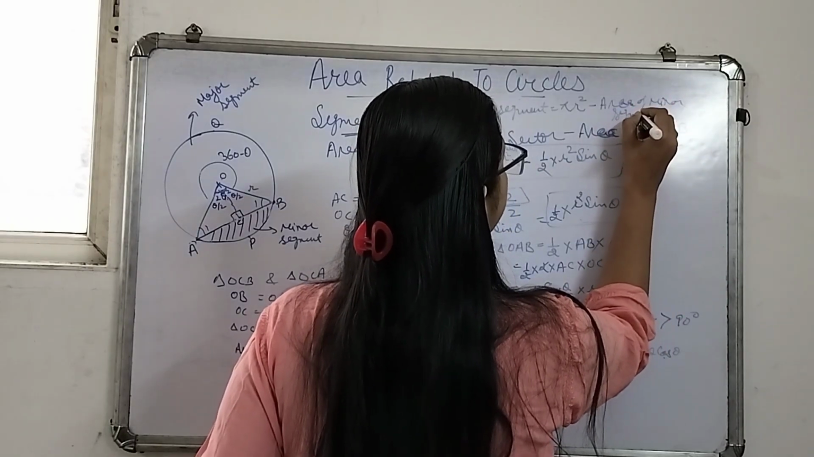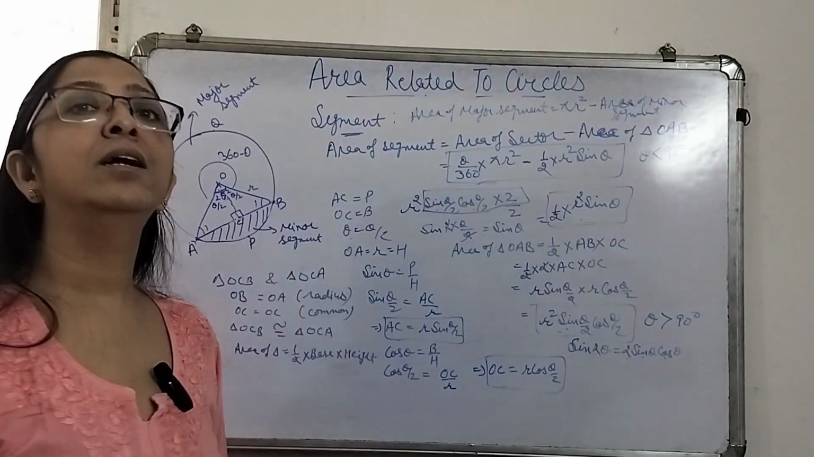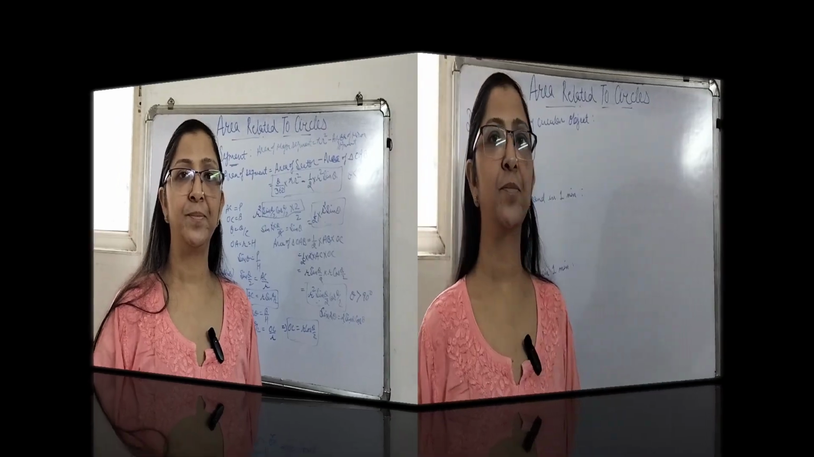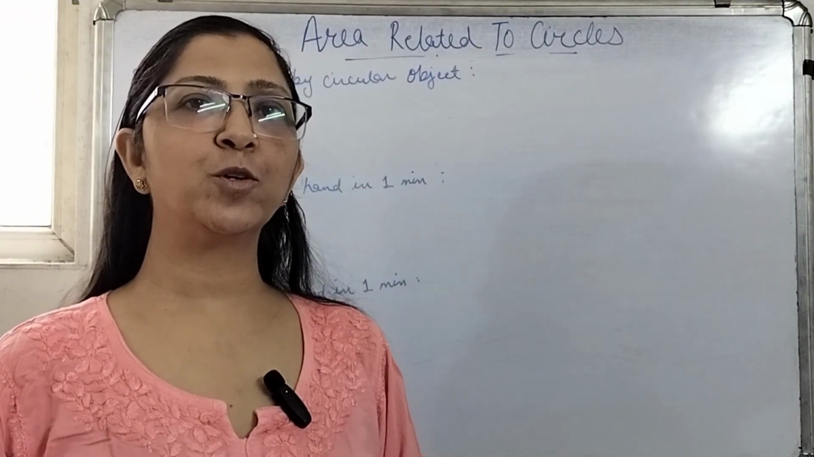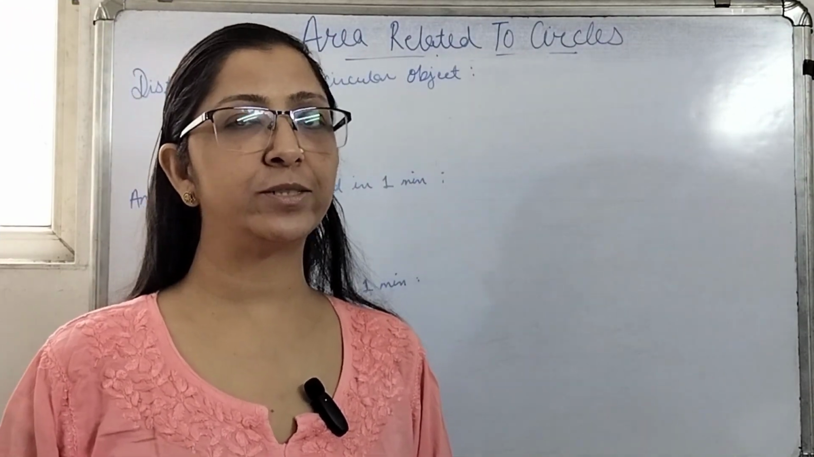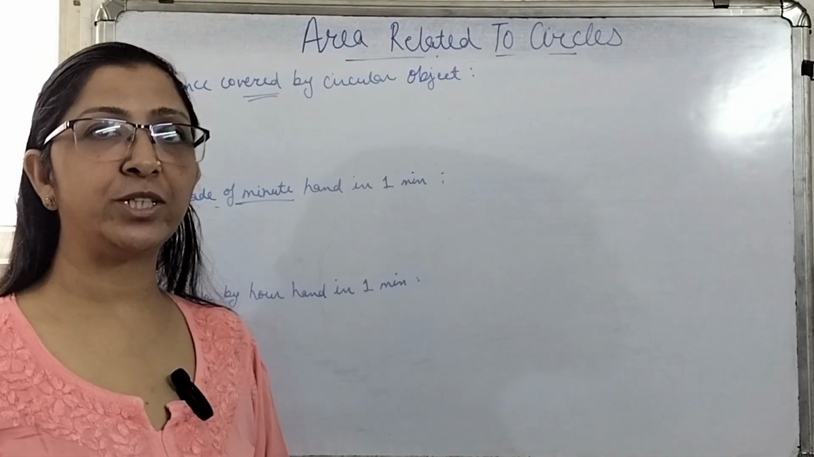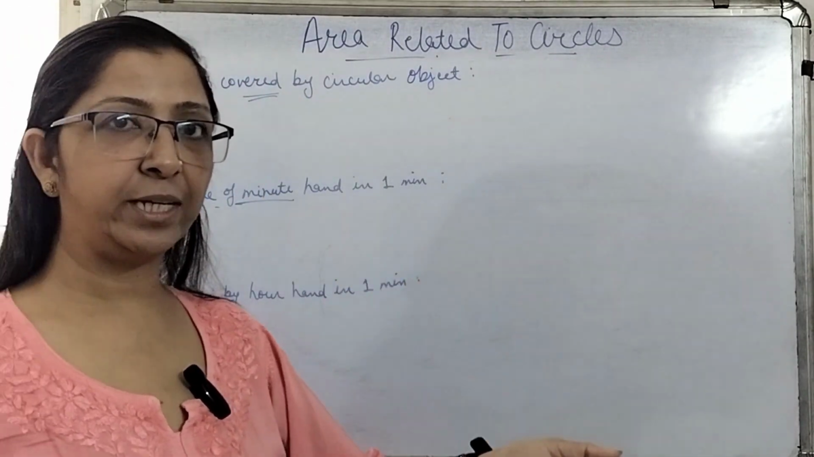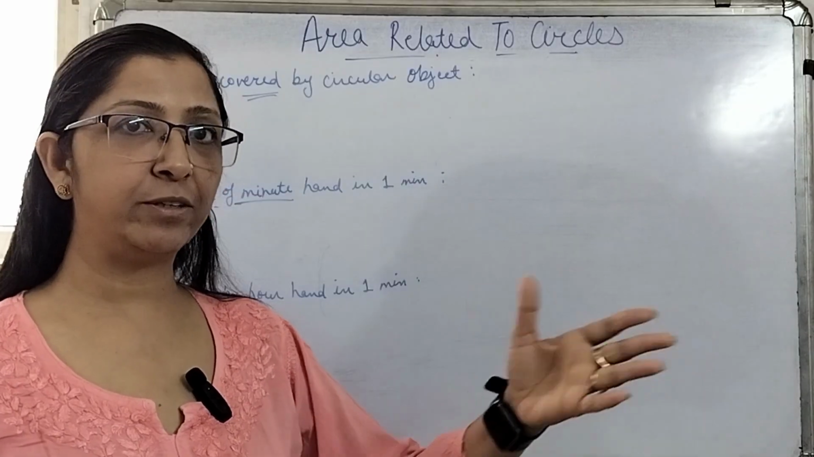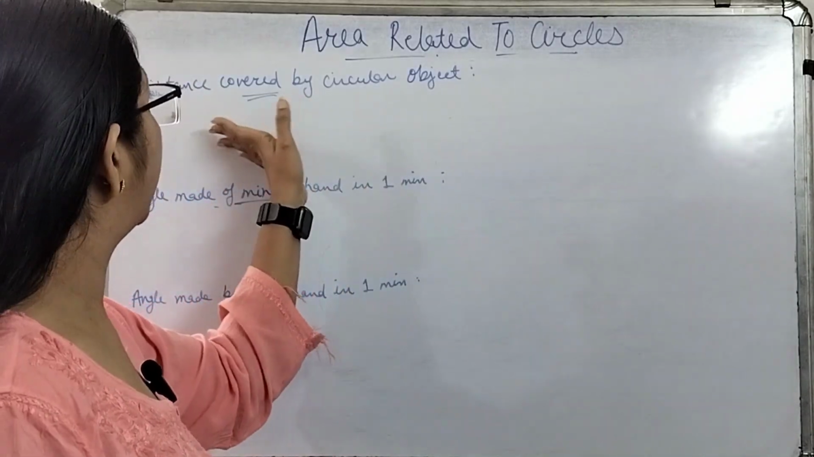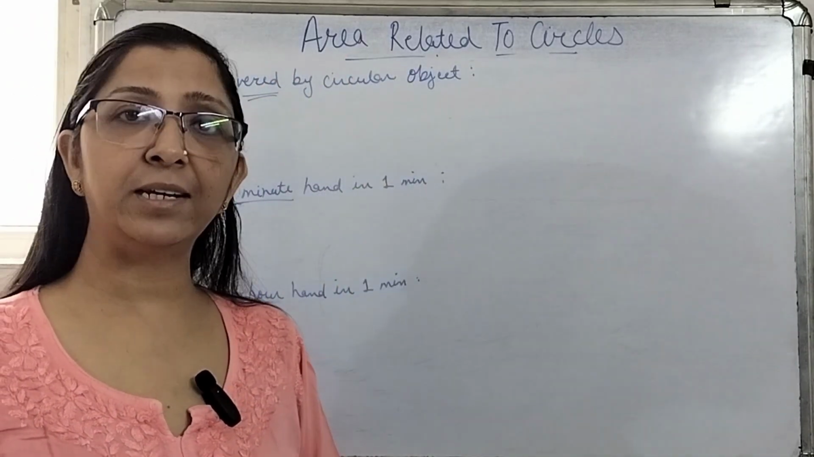By subtracting it, we can find the area of the major segment. Now let's see a few more concepts used for solving questions. If we have to find the distance covered by a circular object, say some vehicle is moving, and we have to find how much distance the vehicle has covered.